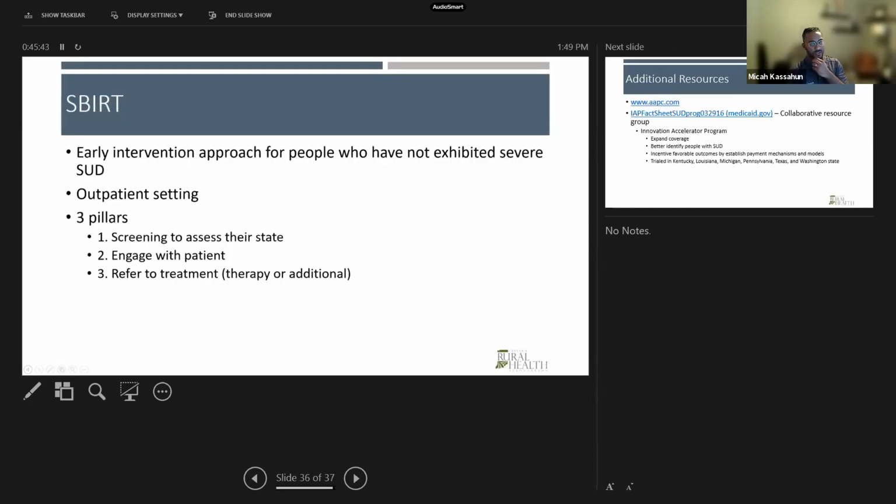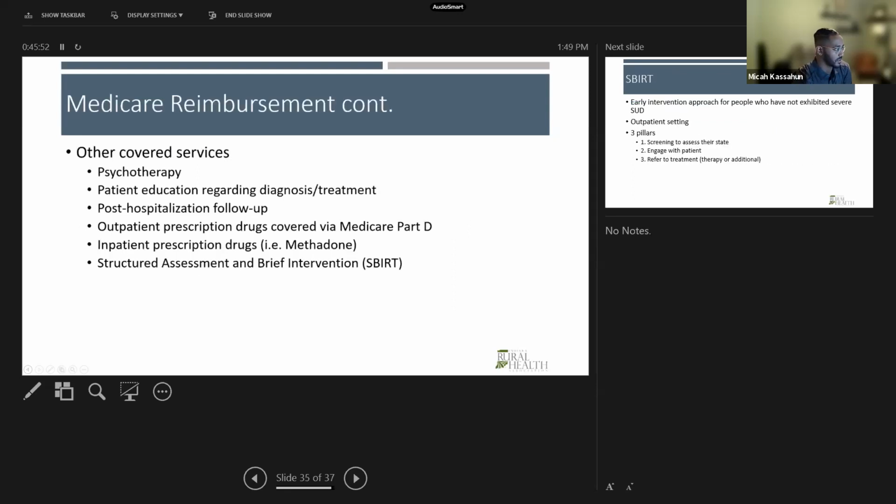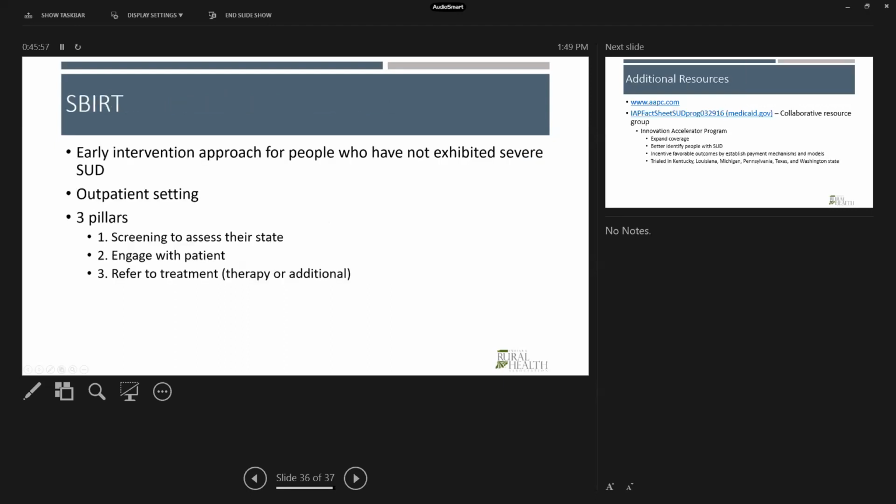So for SBIRT, this is an early intervention approach for people with SUD. Specifically, this one is structured assessment and brief intervention. Again, early intervention is always what's going to be necessary and helpful in assessing the issues that are going on within the patient's life and through their addiction journey. This is usually done within an outpatient setting and is founded on the three pillars of screening to assess their state, engaging with the patient, and referring them to treatment, whether that be therapy or additional resources, groups, and housing options and different things like that.